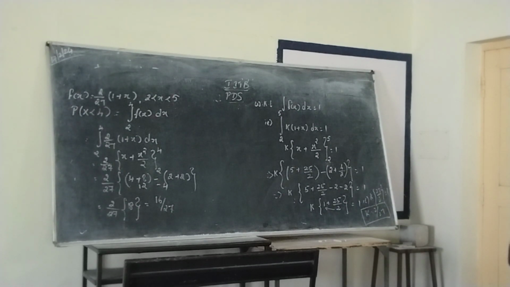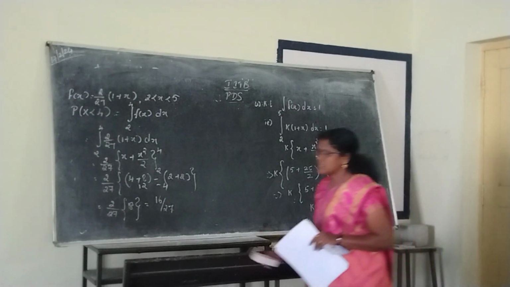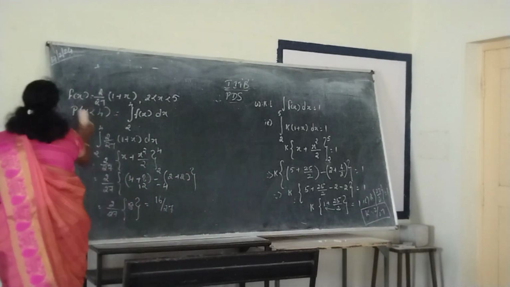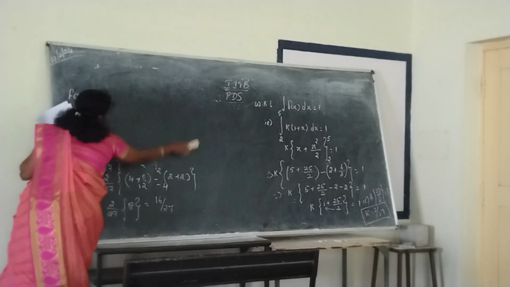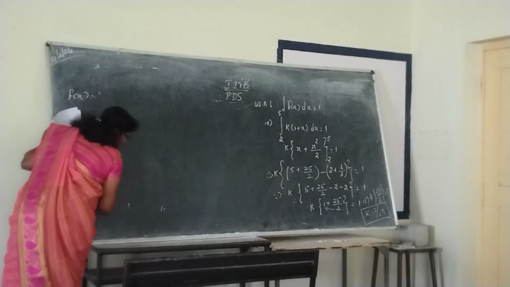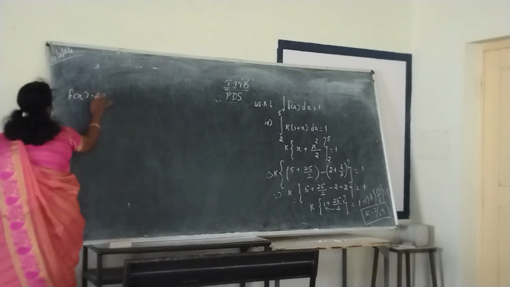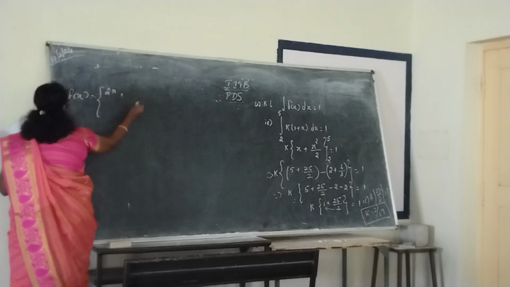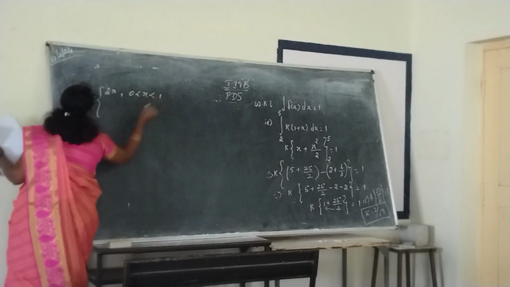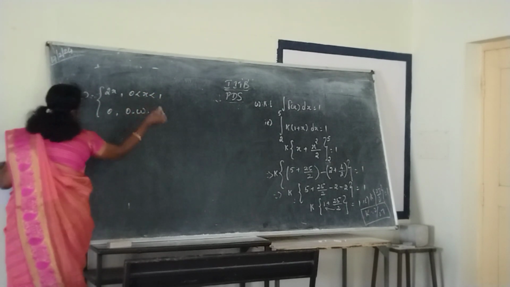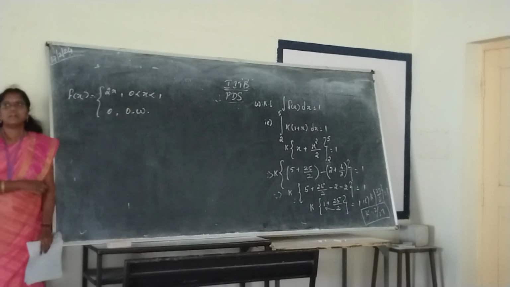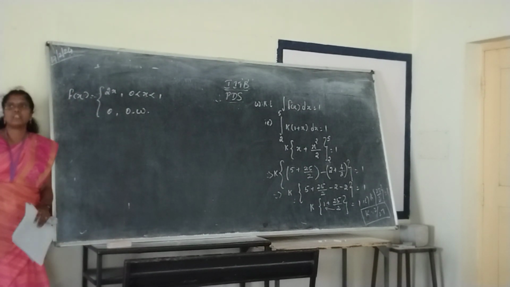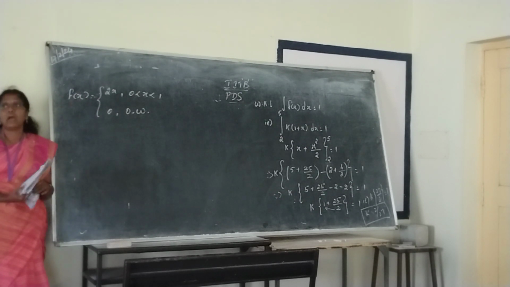So take the next one. A continuous random variable x has the PDF f of x is equal to 2x for interval 0 less than x less than 1, equal to 0 otherwise.